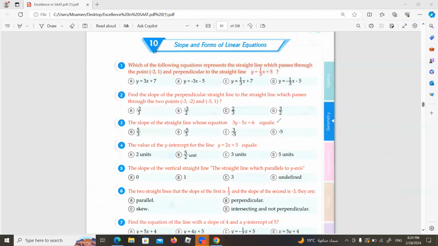So pay attention. From the rule that I said, if you need to find the slope and you have a standard form, it means x and y on the left-hand side and the number on the right-hand side, as you see, the slope is negative a over b, or negative the coefficient of x over the coefficient of y. Negative the coefficient of x means -(-5) over the coefficient of y, which is 3. So the slope is 5/3, which is letter A.